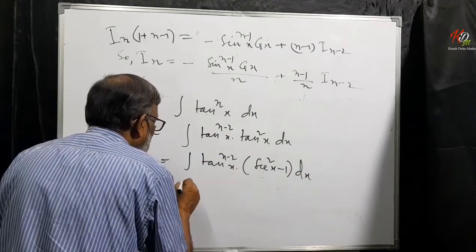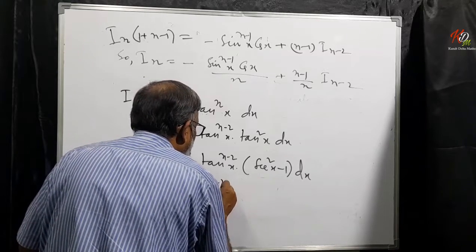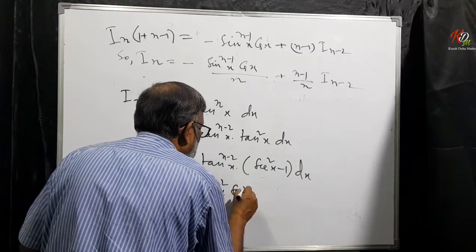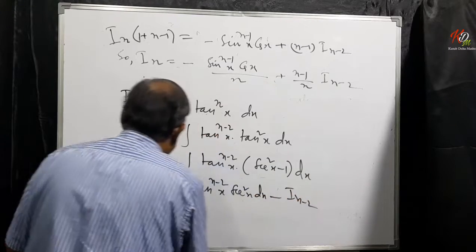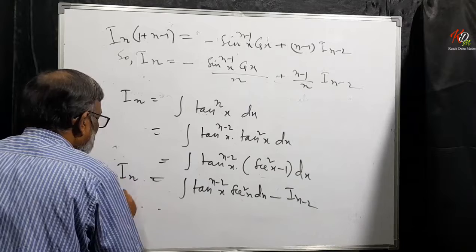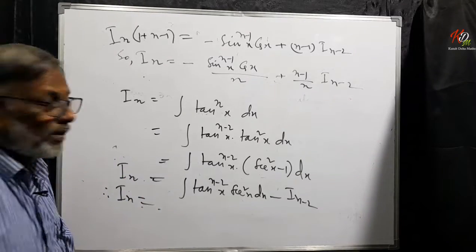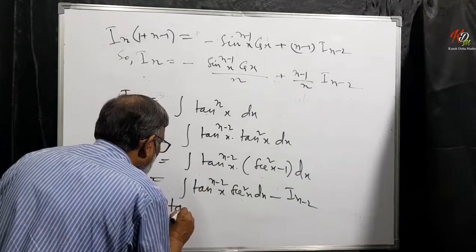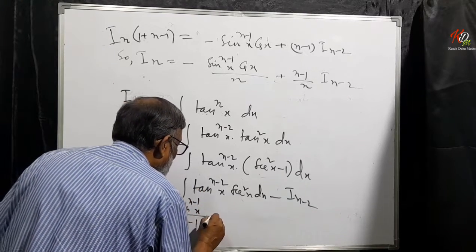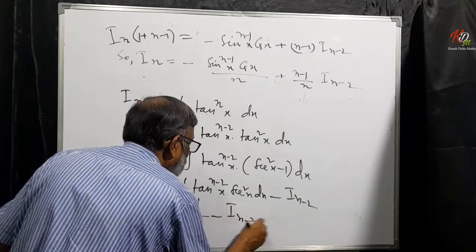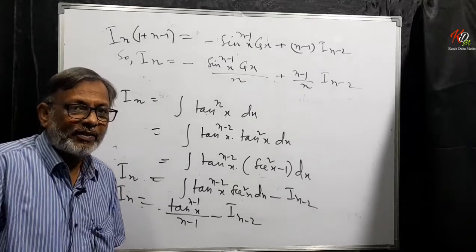Multiplication, integration tan to the power n minus 2 x sec square x minus I_n minus 2 equal to I_n. I_n equal to tan to the power n minus 1 x by n minus 1 minus I_n minus 2. This is the reduction formula of tan to the power nx dx.